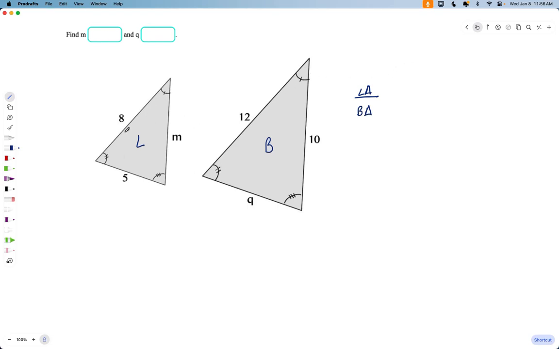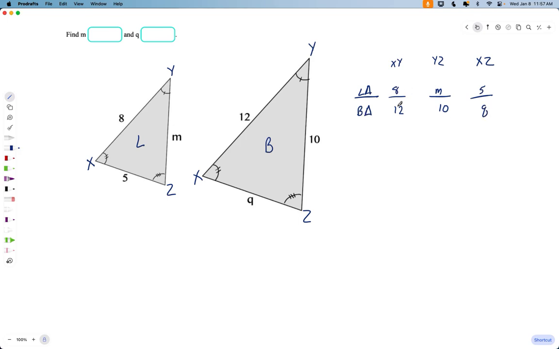So let's give these angles a name so it's a lot easier to find them. Let's call this X, Y, and Z, and you can name it any letters you want for the sake of keeping up with it. So side XY, the little triangle is 8, big triangle is 12. Side YZ, in the little triangle that's M, and in the big triangle that's 10. And then side XZ, little triangle that's 5, big triangle that's Q.